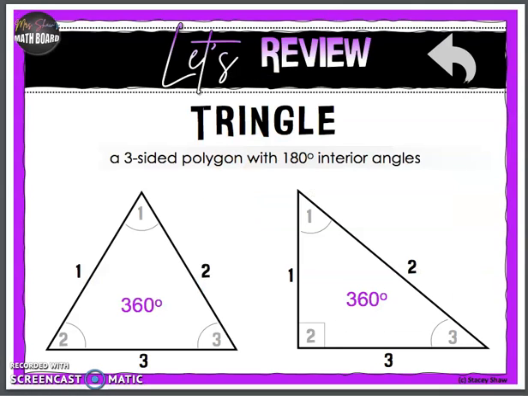A triangle is a three-sided polygon with 180-degree interior angles. So these both are considered triangles. They both have straight lines and they are all enclosed.